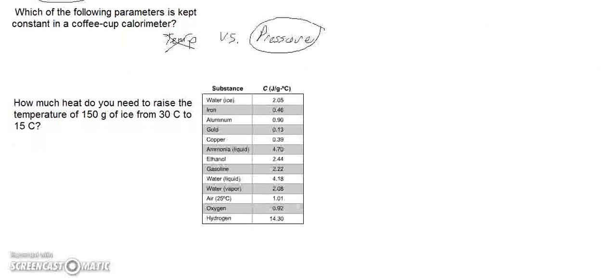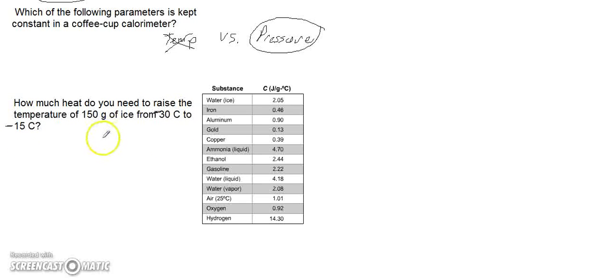Okay, next one. How much heat do you need to raise the temperature of 150 grams of ice from negative 30 to negative 15 degrees? There should be negative signs here. That's why you're raising the temperature, right? It's going from negative 30 to negative 15 degrees.